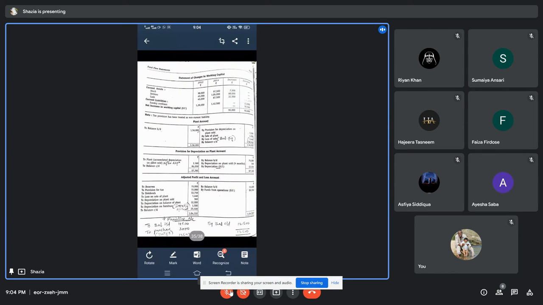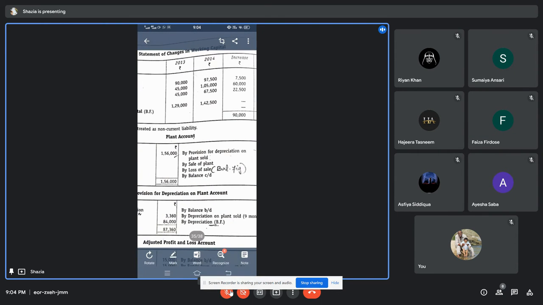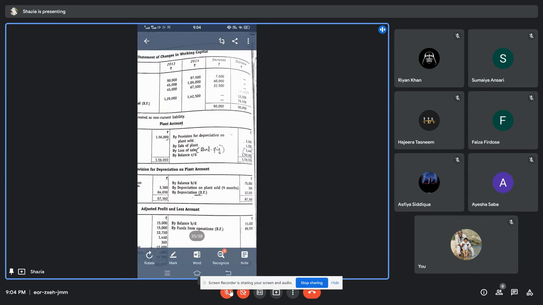Whereas in your current liabilities, only one current liability is there, as we are not taking provision for taxation, so we only have one: creditors. So sundry creditors, it is increasing again. 1,29,000 and 1,42,500. So how much is the difference? 13,500 came. So what happened here?